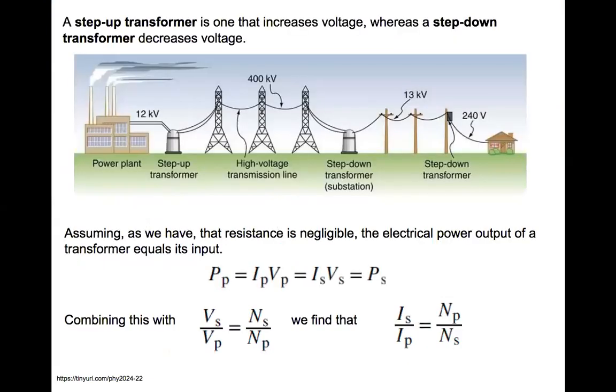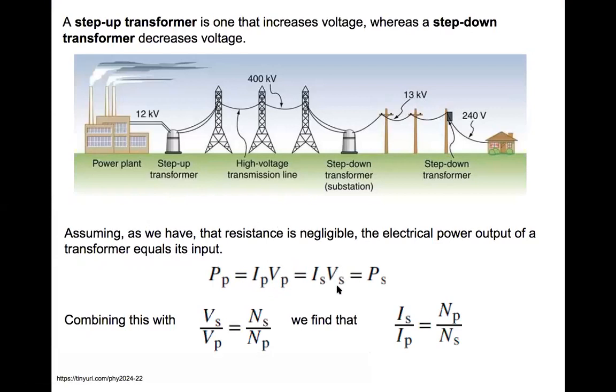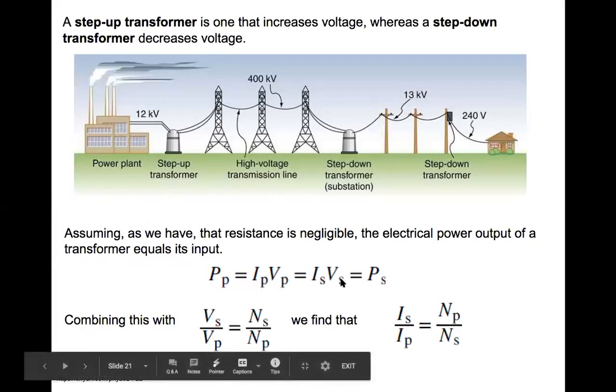Now the power provided by the power plant should be fixed. That means the power on both sides of the transformer should be equal to each other. So on the primary side, power should be equal to the secondary side power. For the primary, it's Ip times Vp, and the secondary is Is times Vs. So this will be equal to that.